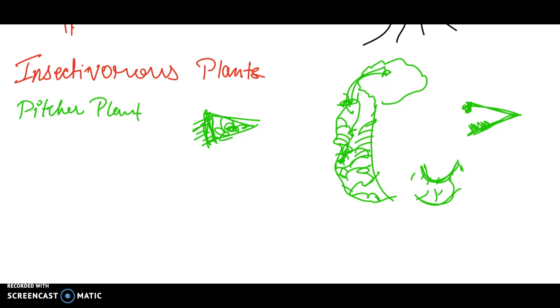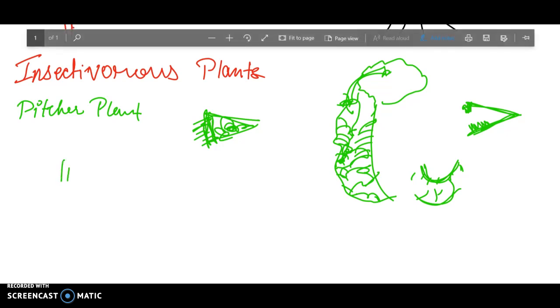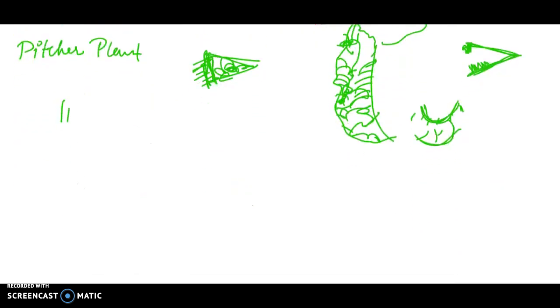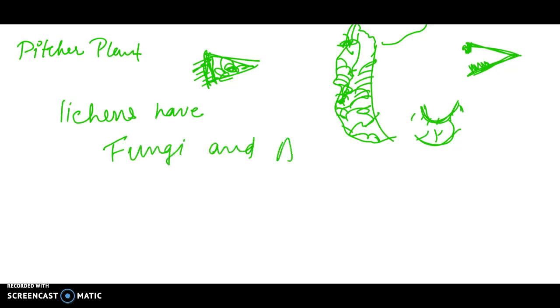Now let's learn about lichens. Lichens have fungi and algae. The fungi provide the algae with food and shelter, water and shelter.